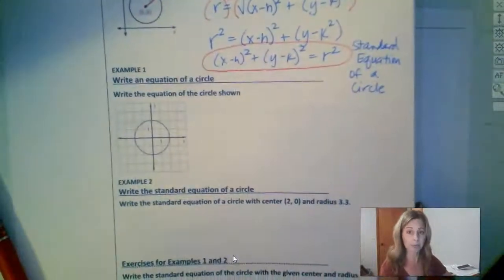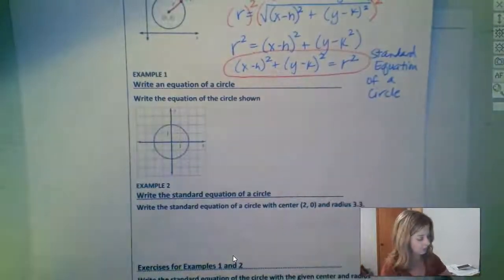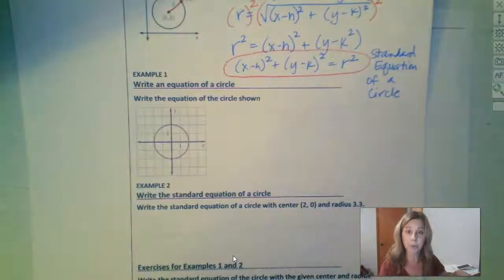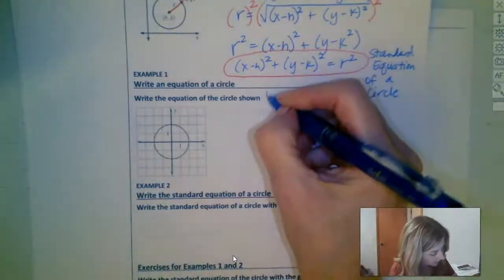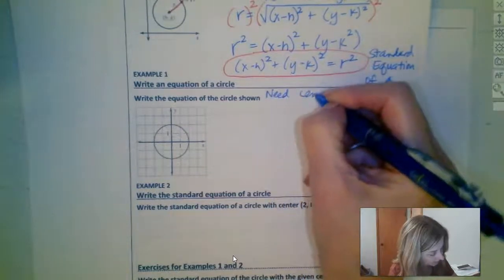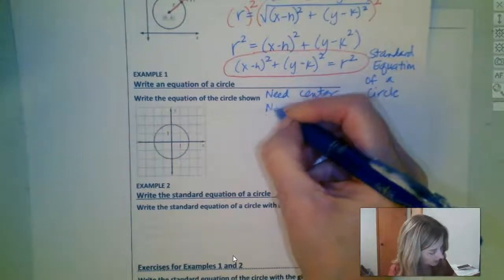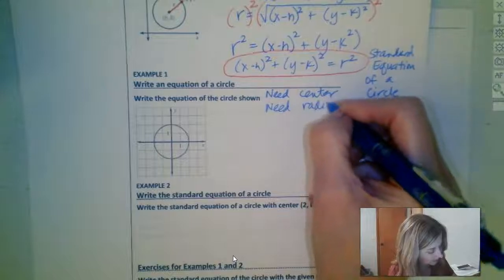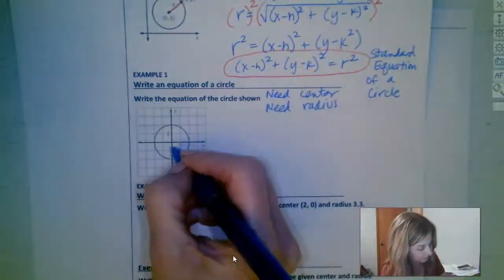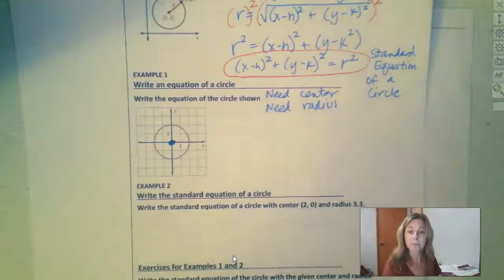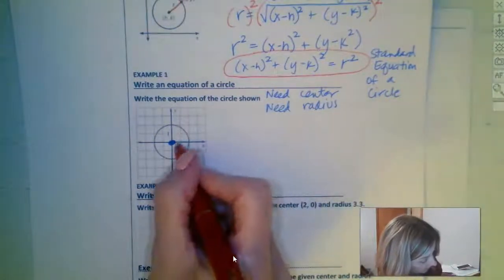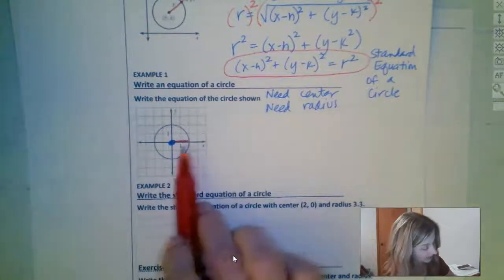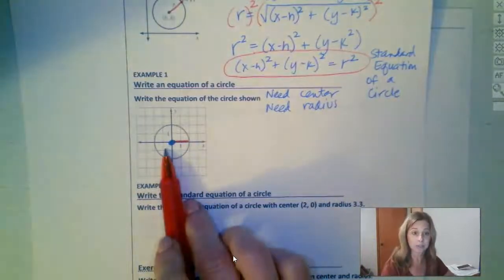All right, example 1, write the equation of the circle shown. So two ways to do this. In order to write an equation of a circle, I need two things. I need the center and I need the radius. So I'm going to add a note up here. Need center, need radius. So my center is right there. Now my radius is the distance from the center to the edge of the circle. So I can go like this if I wanted to. So my radius I can tell is 2 units. My center is 0, 0.